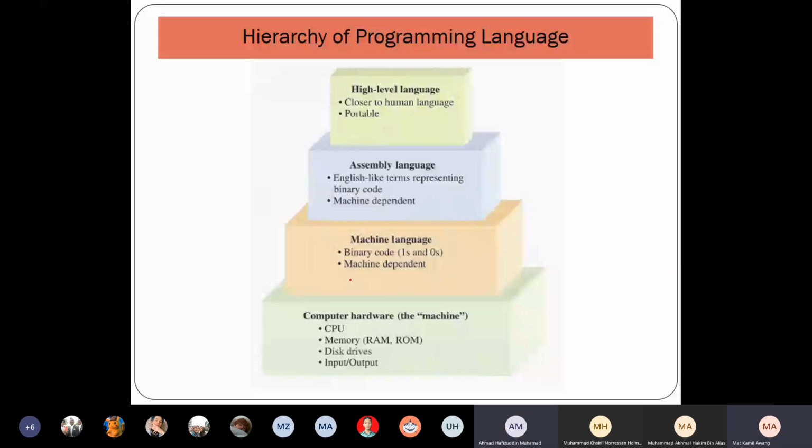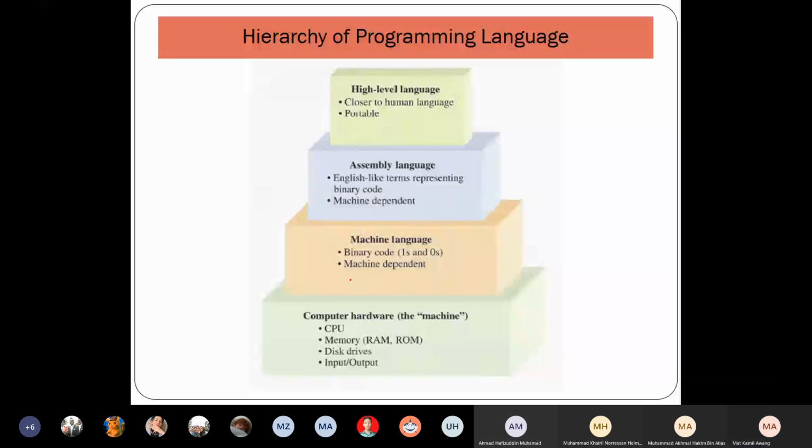Then if you go to a lower level, it is called machine language. Machine language basically translates the assembly language into binary codes, ones and zeros. That is also machine dependent. It depends on the IC.